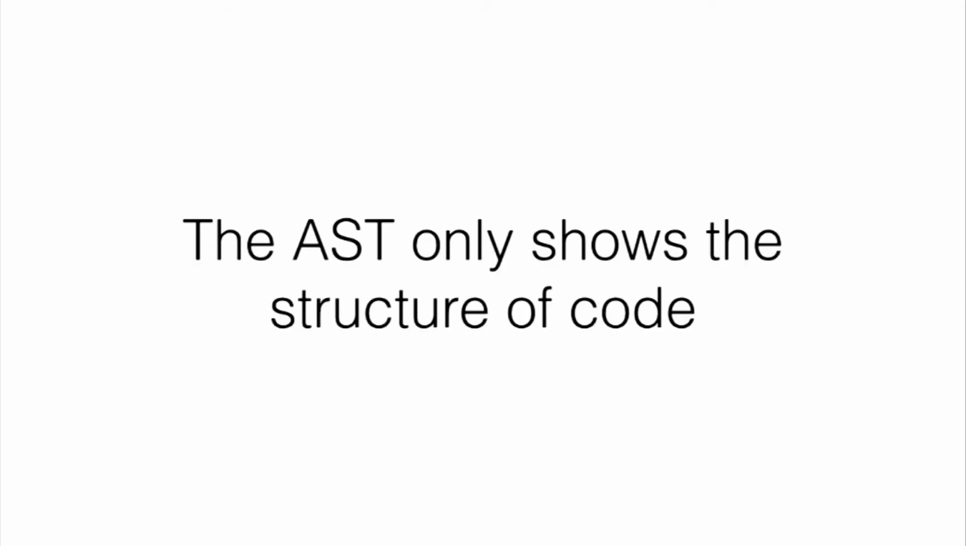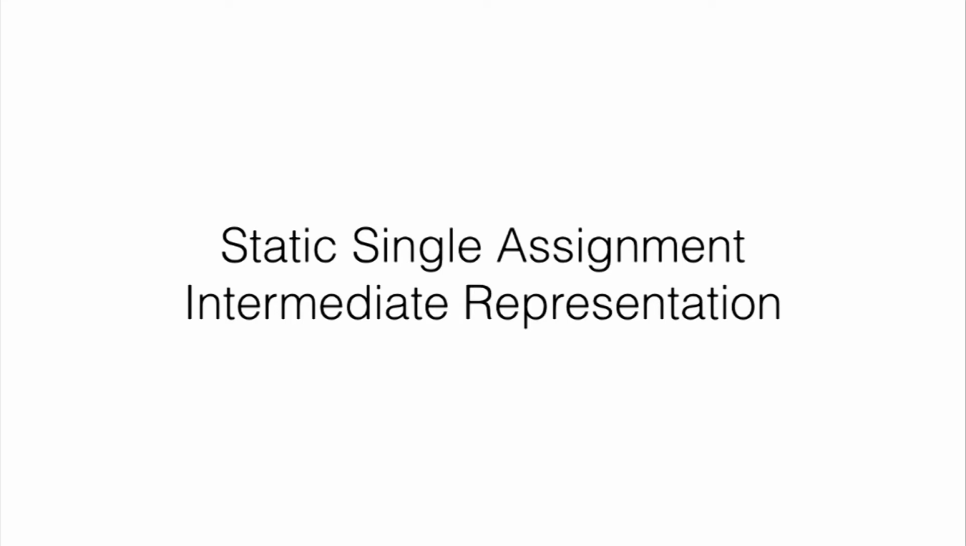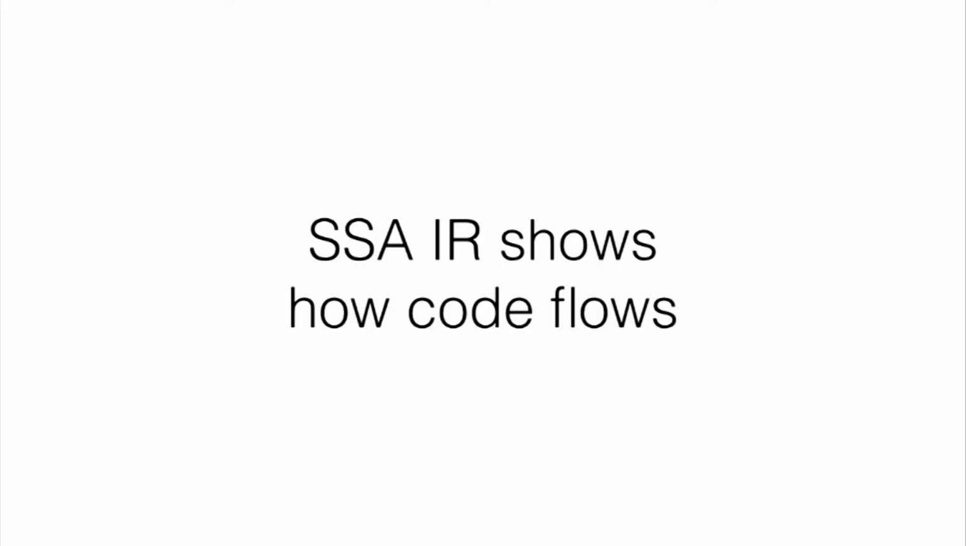But the AST is limiting. It only shows the structure of your code, kind of the layout of it, but not how your data flows through. So we want to move on to something bigger and more advanced. We can use static single assignment intermediate representation, which is quite a mouthful, and there's a much simpler way to say it, SSA IR. That's what we're going to talk about today. And why does it matter, and why is it useful? SSA IR shows how your code flows and how your data flows from different variables to different functions, different blocks and sections of your code, and how those values flow through.